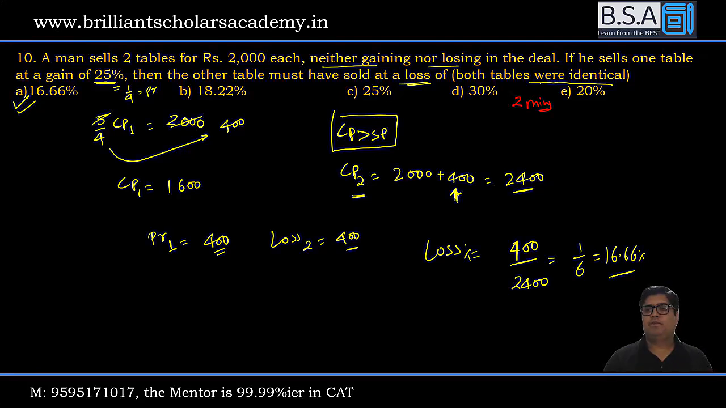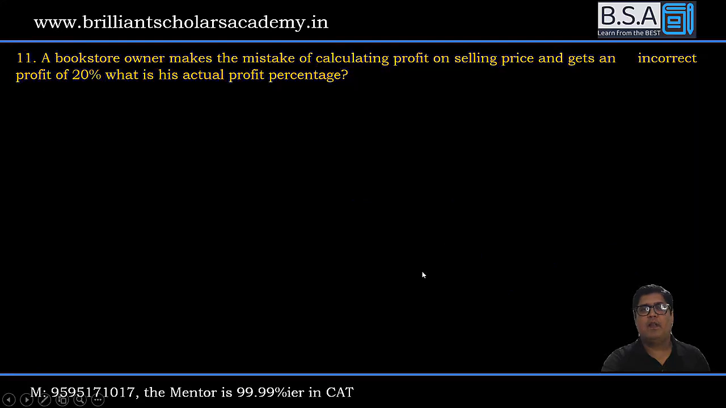Moving on from this. Fairly straightforward calculations. Give it a try. This is one of the older questions where we introduce margin percentage. Take 1 minute. A bookstore owner makes the mistake of calculating profit on selling price and gets an incorrect profit of 20%. What is his actual profit percentage? You can solve this verbally. Take a minute. Give me the answer.